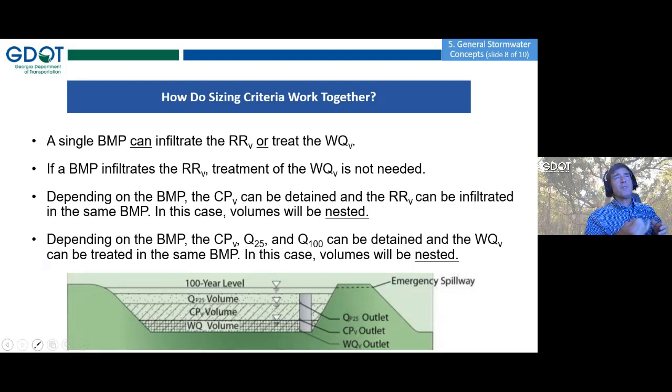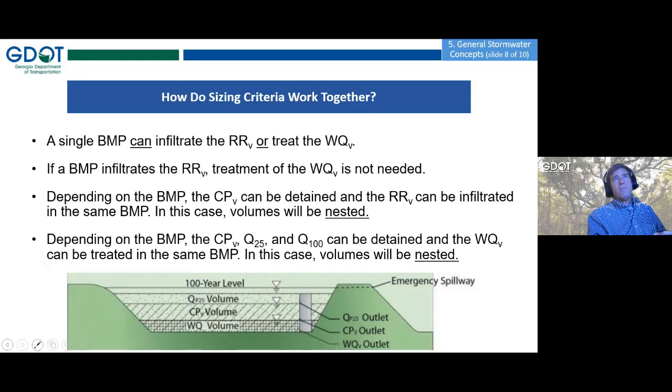Maybe I read that wrong, excuse me. A single BMP can either infiltrate the runoff reduction volume or it can treat the water quality volume. It is not possible to do both. That's what I was talking about earlier. If you infiltrate the runoff reduction volume, you really don't need to treat the water quality volume. And therefore, if a BMP is sized to infiltrate the runoff reduction volume, it does not need to also be sized for the water quality volume.